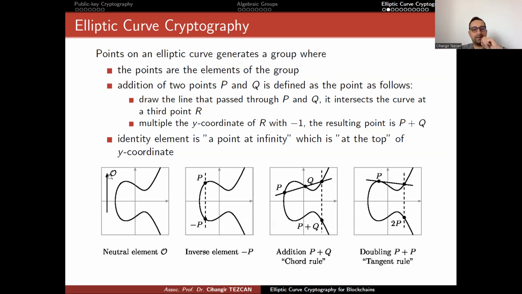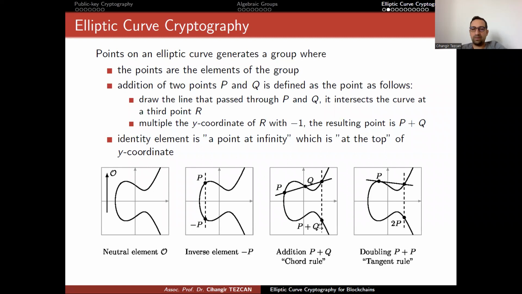Of course, since we defined the point at infinity as the identity, the inverse element becomes simple: the inverse of P, minus P, is defined as just reflecting it with respect to the x-axis, okay? This is minus P, because if you draw this vertical line, it passes through here and passes through here and goes to infinity. This is why we say that there is a point at infinity called the identity element.